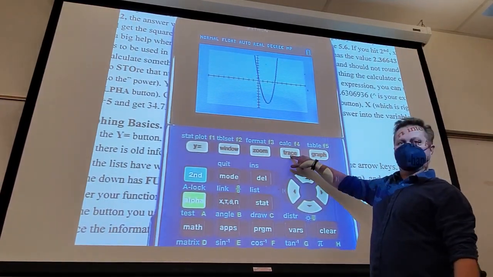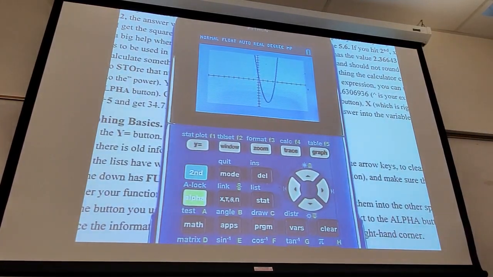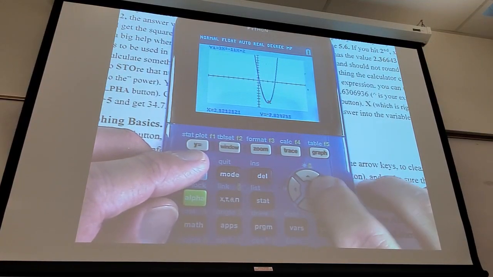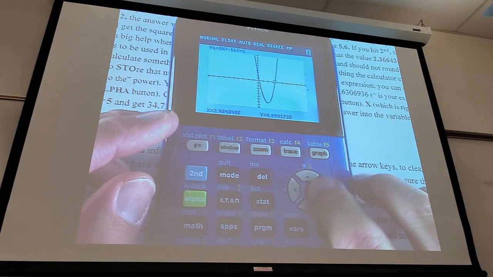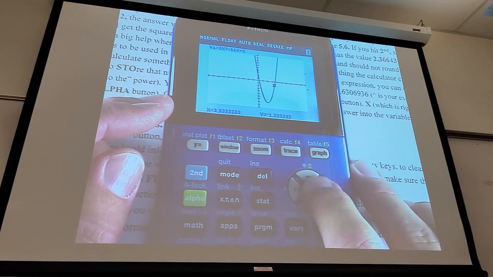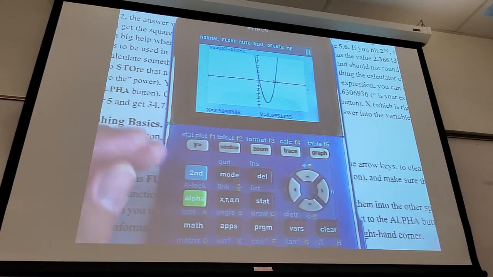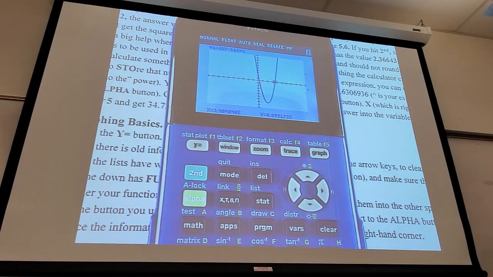Now real quick, the trace button, everybody hit the trace button. Yeah, you can follow the line. And it'll tell you the points as you move along, but do you see how big of a step it's taking? Can I get exactly the x-intercept? There's a way to do it. Yes, there is a way, but trace won't do it. In fact, I haven't really used trace much ever.